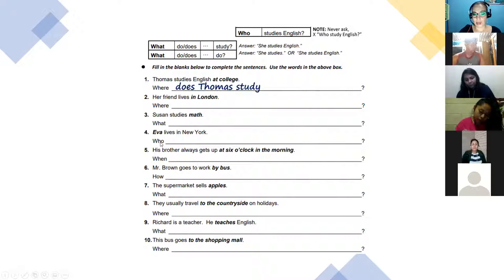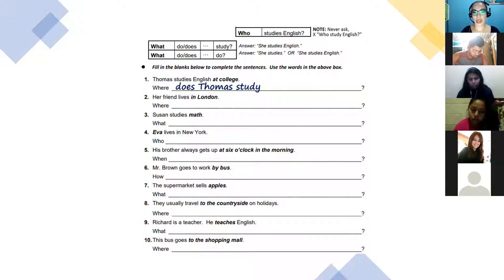Con who hacemos una excepción. El who no va a llevar el auxiliar. Okay. En la 4 no van a usar auxiliar. Pero en las demás sí. Vamos a hacer la 2. La 2 dice her friend lives in London. Teacher, si no lleva el auxiliar, va a ir el verbo con la S al final. Si es tercera persona. Yes. Ok, gracias, teacher.